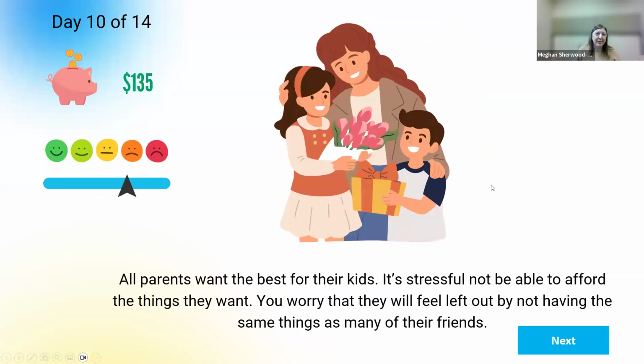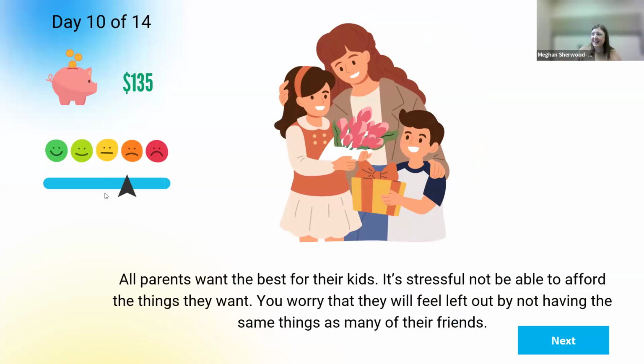Okay, another really tough choice, right? All of these tough choices, but especially again, when it comes to our kids, we want what's best. Parents want what's best for their kids. It's stressful to not be able to afford the things that they want. You worry that they'll feel left out, especially when they come back to school and talk about their birthdays and the things that they received, by not having those same things that many of their friends have.